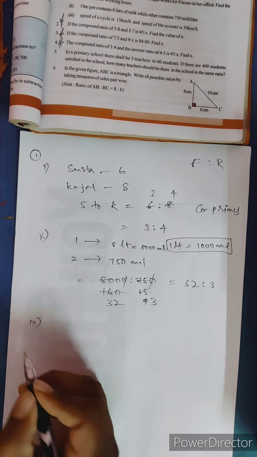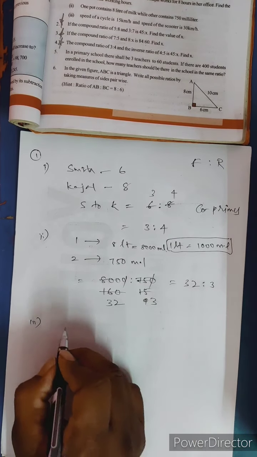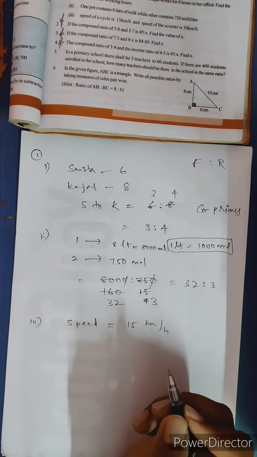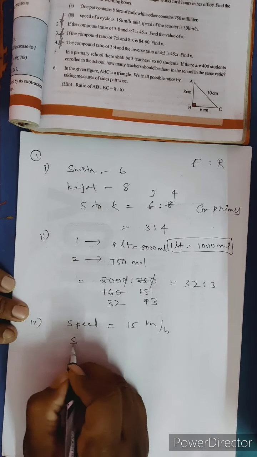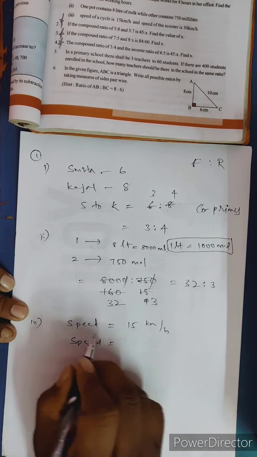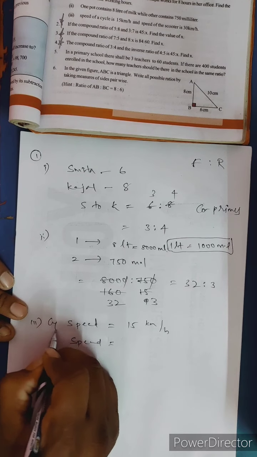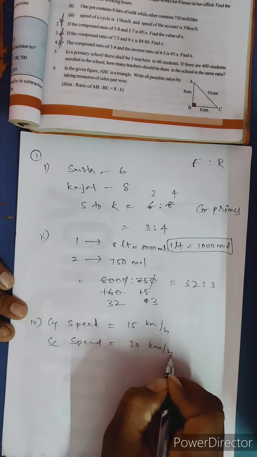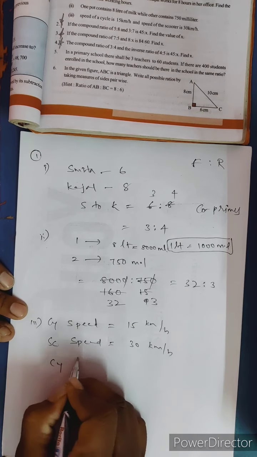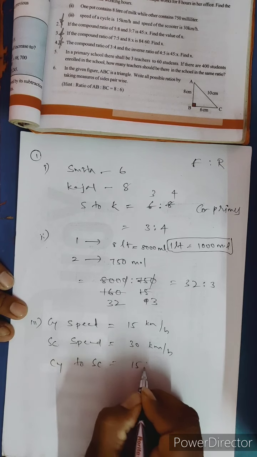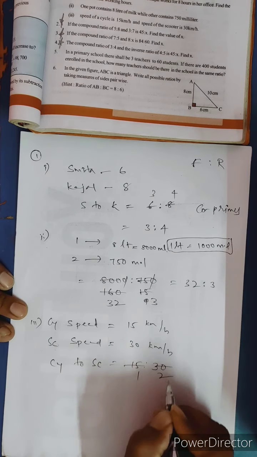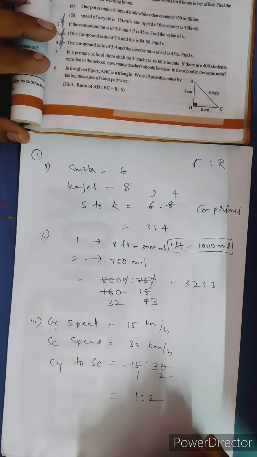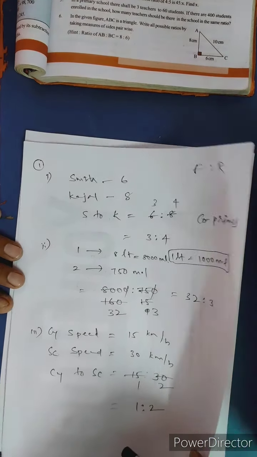Now the third one. Speed of a cycle is 15 kilometer per hour. Speed of the scooter is 30 kilometer per hour. Their ratio, cycle to scooter, is 15:30. 15 1 is 15, 15 2 times is 30, so 1:2. Like this we can solve any type of problem. Next.